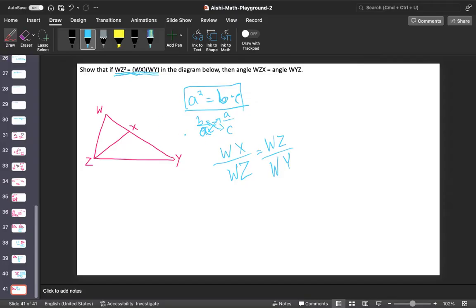And then we know that WXZ is similar to WZY. So then, obviously, if you line up the corresponding sides, then we would have angle WYZ is equal to angle WZX. That isn't much of a challenge question either.